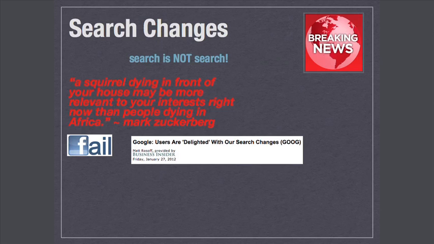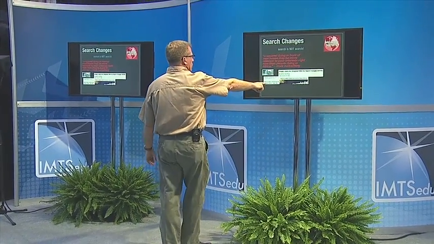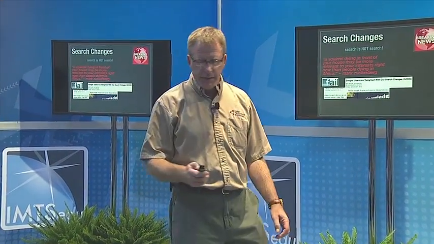Now, according to Google, when they released this in January, they said everybody's delighted with search. At the same time, Google is saying everybody's delighted with the changes we made in search in January. They've changed it since then too. Look right here. Google is delivering less relevant results. It's going to continue to be like that.